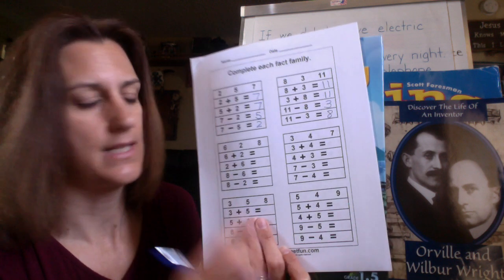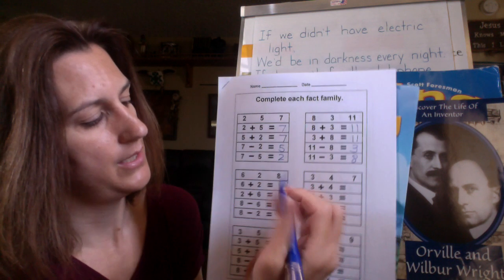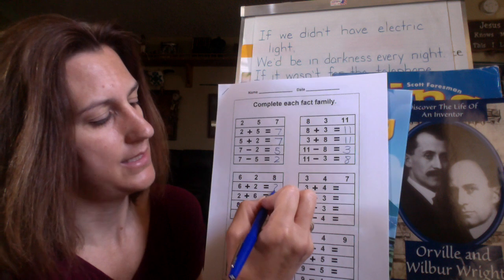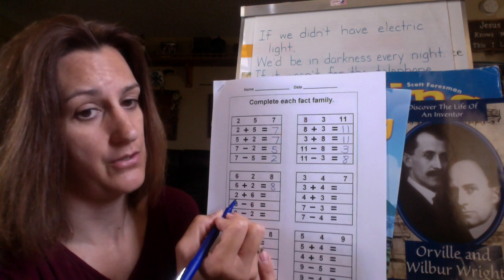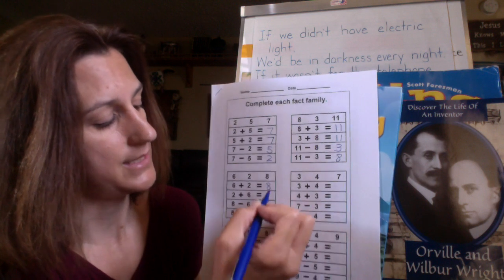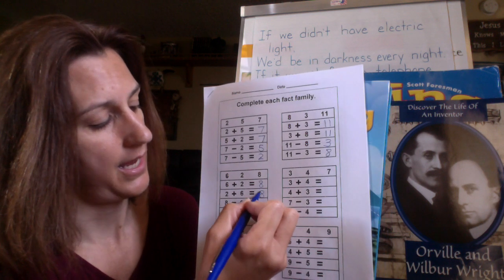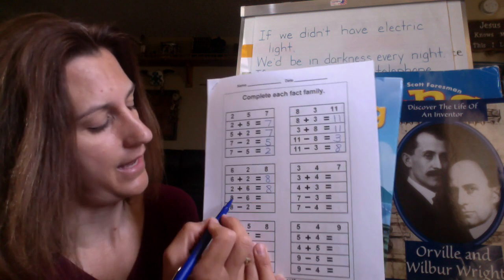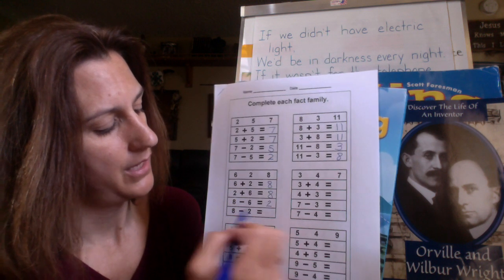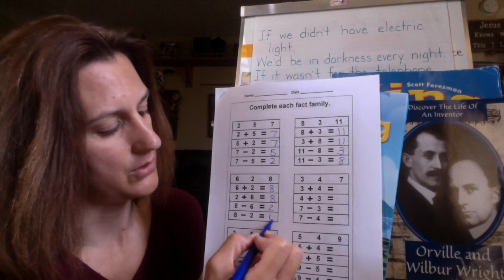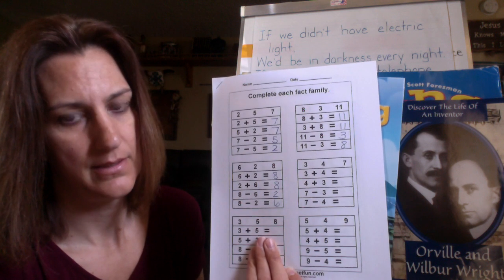Okay, let's look at this next one. 6 plus 2 equals 8. I just do the turnaround fact for the other addition problem. 2 plus 6 equals 8. Then I have 8 minus 6 equals 2. And 8 minus 2 equals 6.